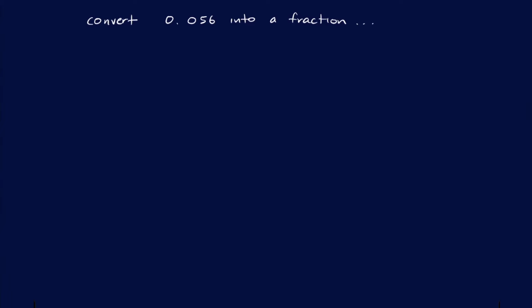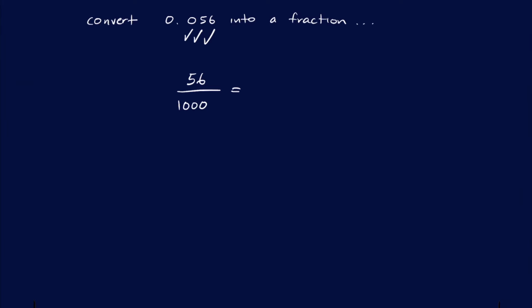We want to figure out what the furthest number back is in the decimal place. So we have a number in the tenths column, we have a number in the hundredths column, and we have a number in the thousandths column. So we're going to write out this number over 1,000. So 56 over 1,000. And notice how both of these numbers can be divided by 2 without giving us a decimal. So I'm going to go ahead and do that to simplify the fraction.